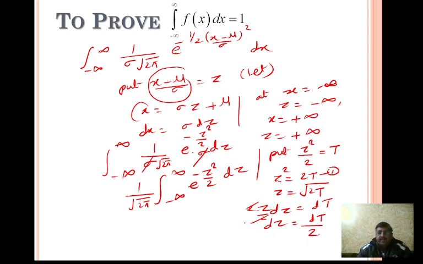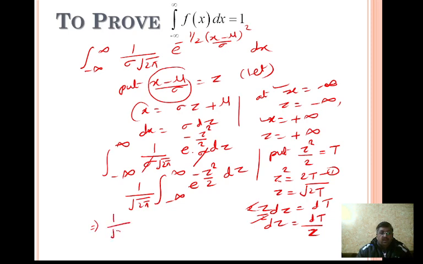Alright, then dz equals dt upon capital Z, it's not 2, right? And now similarly you can think about the limits. When you put x equals minus infinity, you will find t equals infinity, and similarly if you put x equals plus infinity, you will find t equals plus infinity. So putting all this here will give us what?